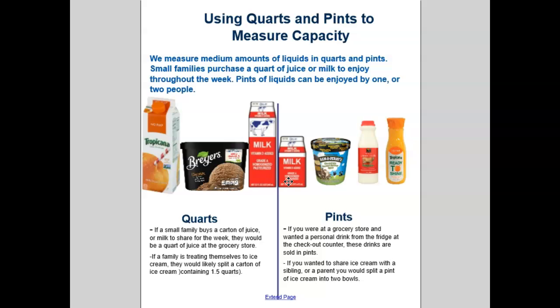If you wanted to share ice cream with a sibling or a parent, you would split a pint of ice cream into 2 bowls. You could even split it into 3 bowls. But this would be if you were just consuming it yourself or splitting with someone else, you would use a pint. But if you were splitting with 3 or 4 people, you would want to buy a quart of that liquid.